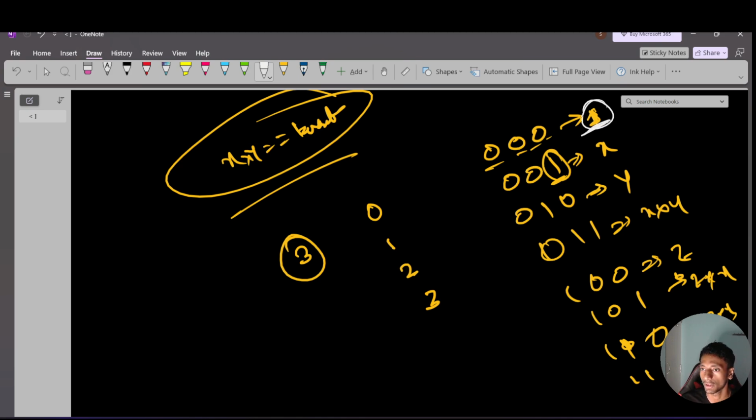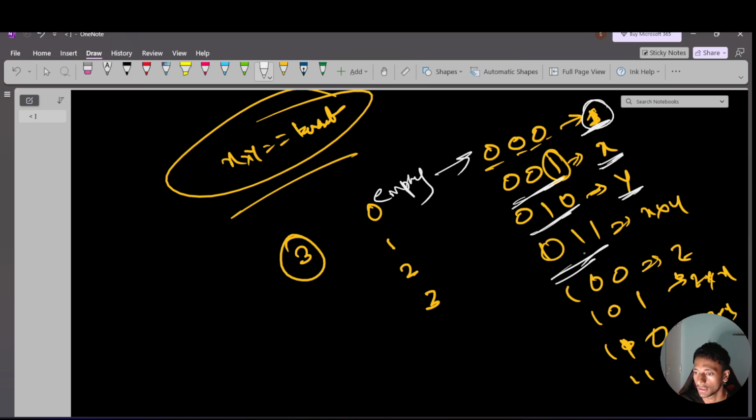Here no number is present in the current subset, that means it is empty. Similarly here only one number. Here is also one number, y. Here it is 2 numbers, x and y. Here only one number. Here are 2 numbers. Here are also 2 numbers. Here all 3 numbers are present in the subset.